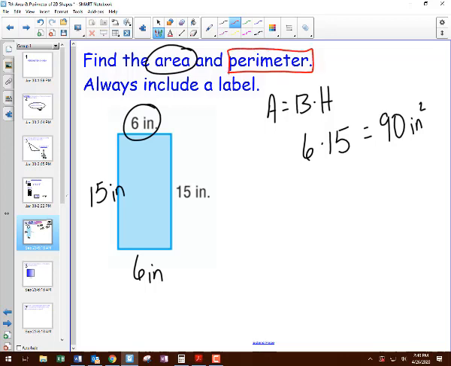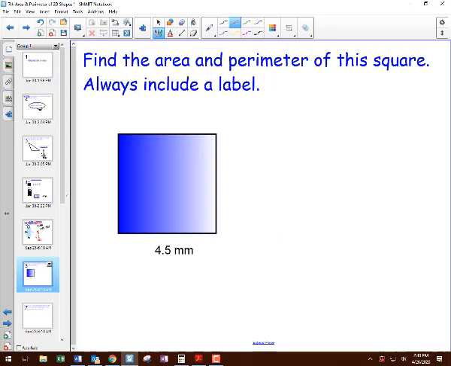Perimeter is pretty simple on this one. We're just adding all the way around. So we're just going to find the sum of all of these side lengths. 15, 15, and 6 and 6. We will add those together, and that'll give us 42 inches. We don't put the squared on the perimeter label. Okay, labels are very important. Don't forget to do that throughout this whole unit and on your assignment.